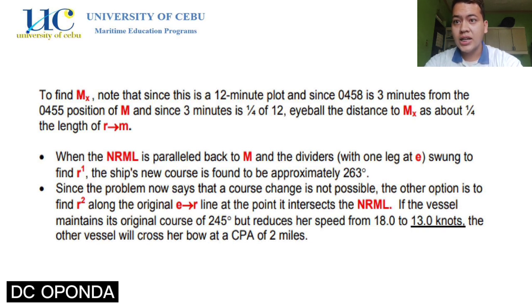Since the problem now says that a course change is not possible, the other option is to find R2 along with the original E to R line at the point it intersects with the RML. So if the vessel maintains its original course of 245 degrees but reduces her speed from 18 to 30 knots, the other vessel will cross her bow at a CPA of 2 miles.